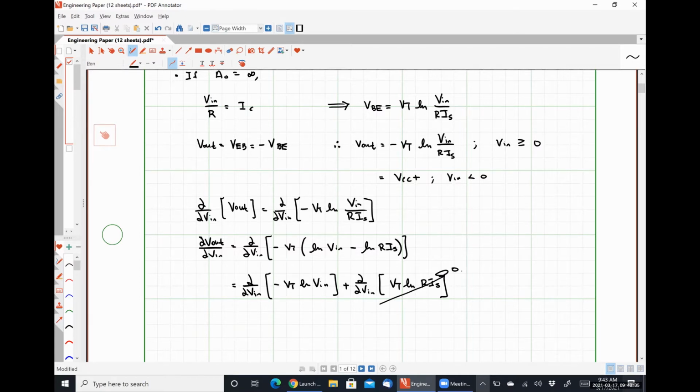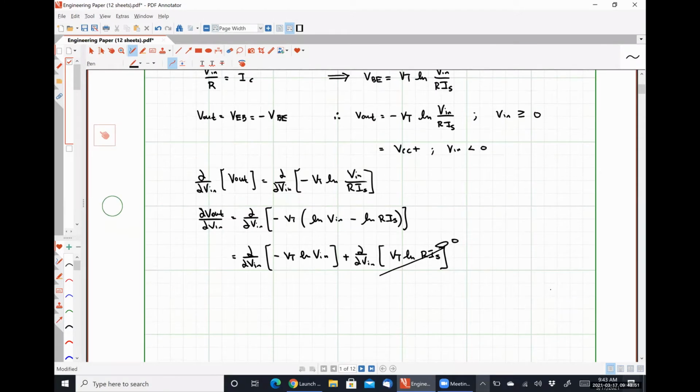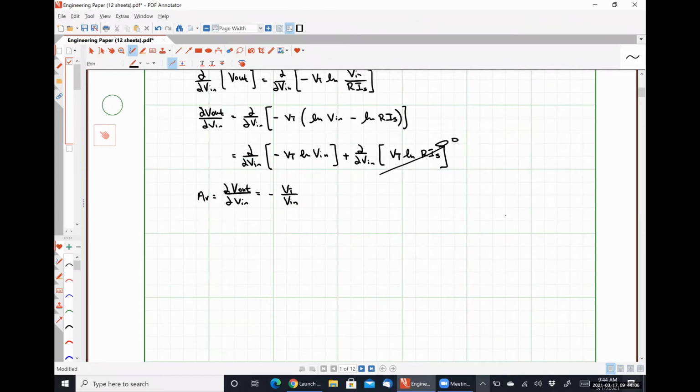What's the derivative of the first term? We have some constant value multiplied by the natural logarithm of Vn. So what's the derivative of natural log? 1 over Vn, right? So we get our small signal voltage gain, AV, partial of V out with respect to Vn, is just negative Vt over Vn.